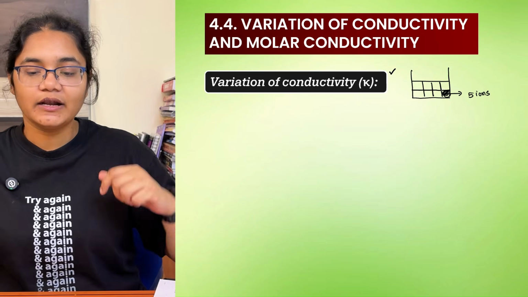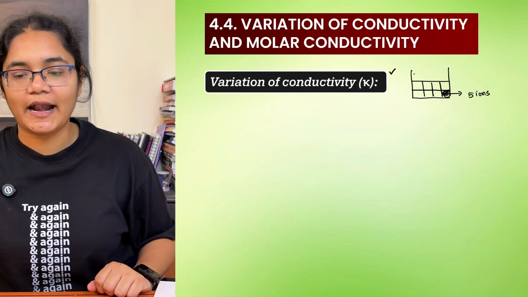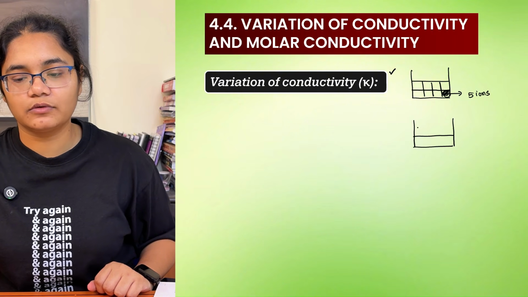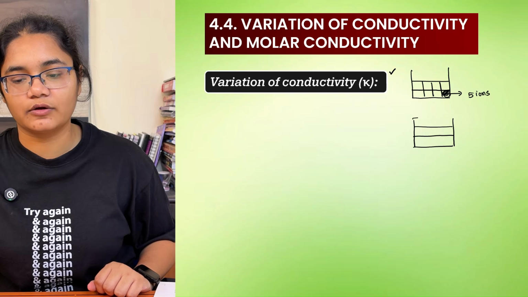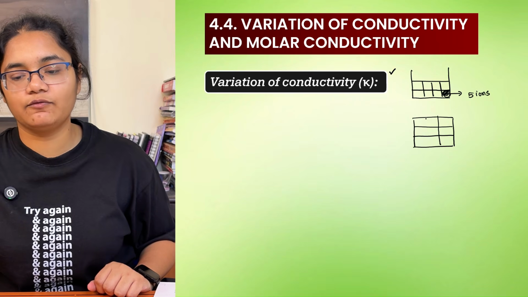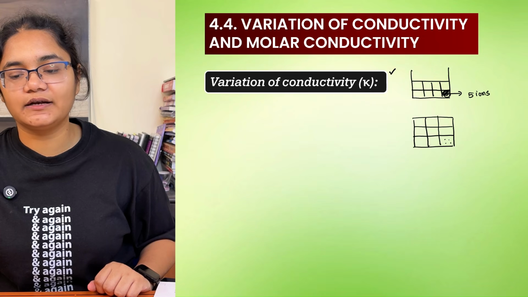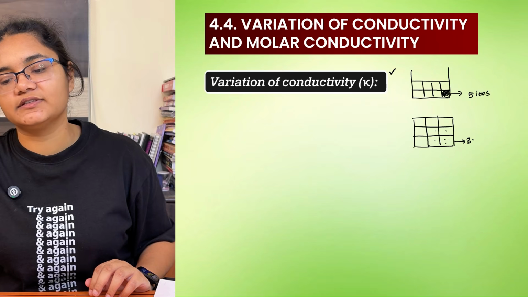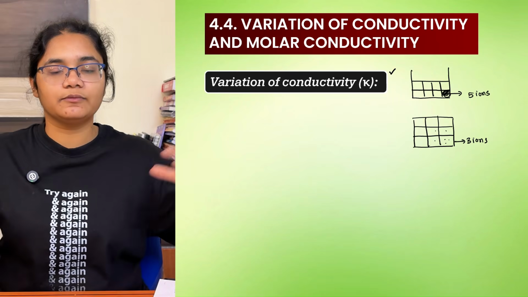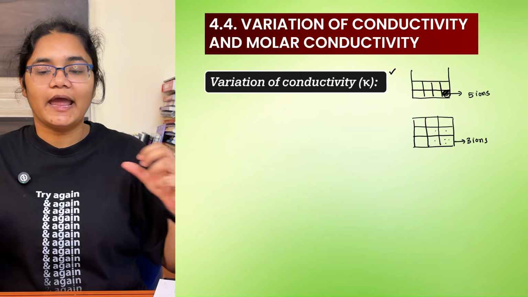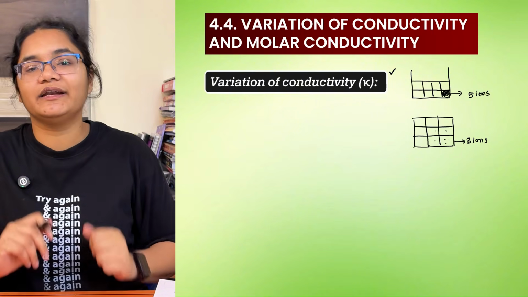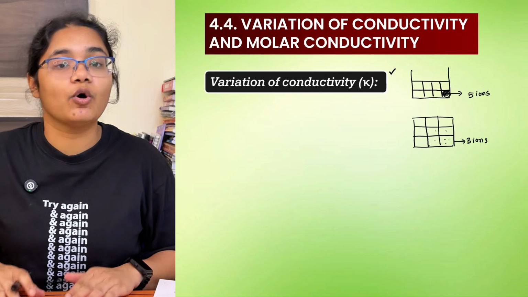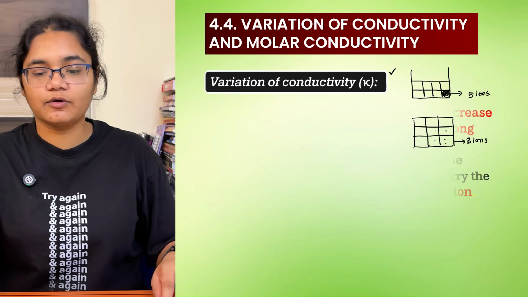Now what happens when you dilute it, when you add more water? Suppose I add some more water here. So I have diluted it. Now there is more water, and the ions which were present earlier, 5 here, will now get distributed. Now there will be only 3 ions here because there is more solvent, so the ions will start flowing and the number of ions per unit volume decreases. If the number of ions per unit volume decreases, then the conductivity will also decrease, right? So that is what we will understand now.